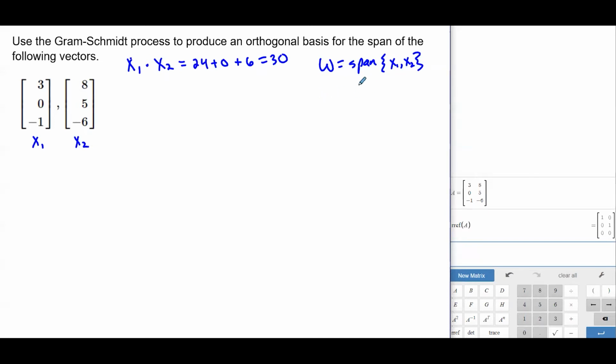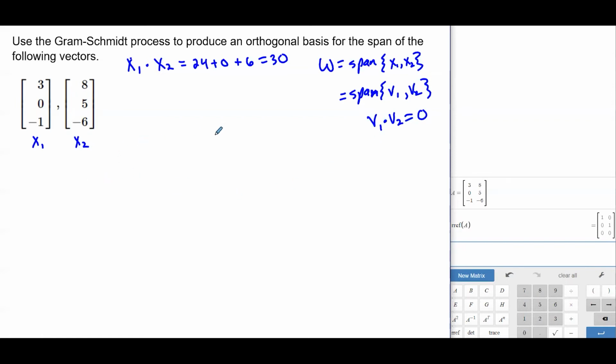So we want to find two vectors v1 and v2 such that v1 dot v2 is equal to 0. We want them to be orthogonal, and we want the span of the two vectors to be the same as the span of x1 and x2. So we still span the same subspace W, but the vectors are orthogonal. And if they're orthogonal, we can go further and make them orthonormal if we want.